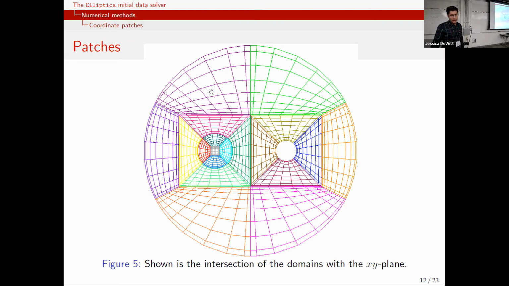As I mentioned earlier, we impose some boundary condition here, and we find the values of the boundary first. Then we use all of the cores that we have available in the system, and each of them is going to find the solution in each of these patches. And that's how we speed up the solving of the elliptic equation.